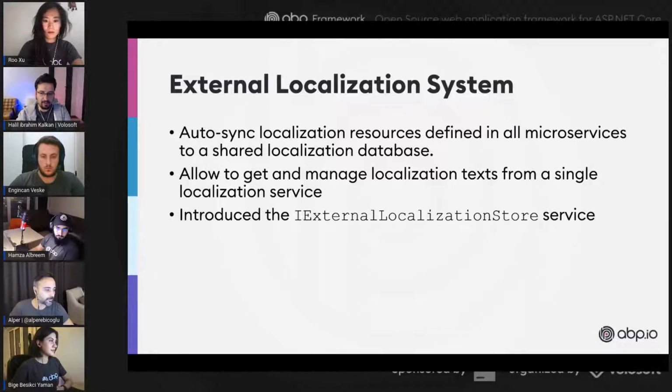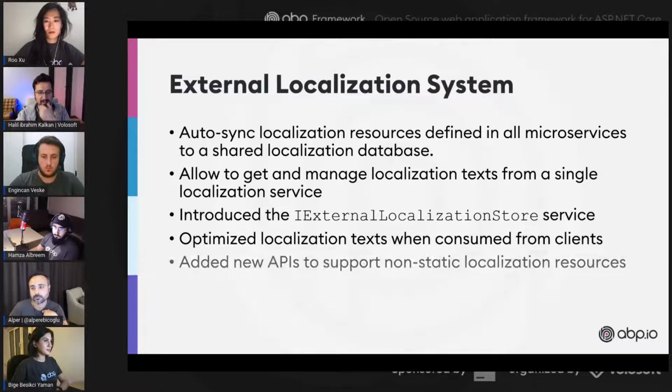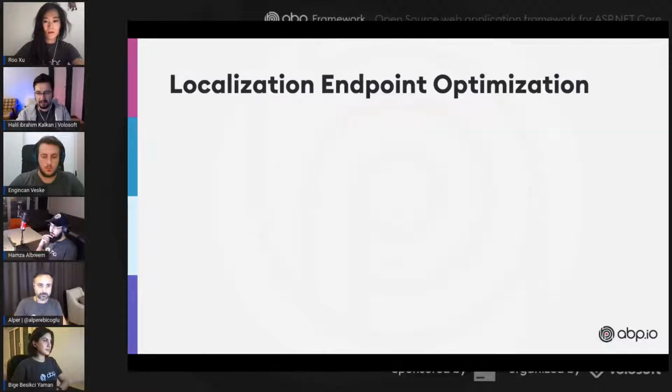Basically, we have introduced an external localization store service that can be used to obtain dynamic localizations from the database in addition to the static localization text. We have also optimized localization text when consuming from the clients. I will mention one optimization point in the next slide. We have also added some APIs to support non-static localization resources. That means now we are able to manage or read localization text defined in a localization resource that's not available in our application. Okay.